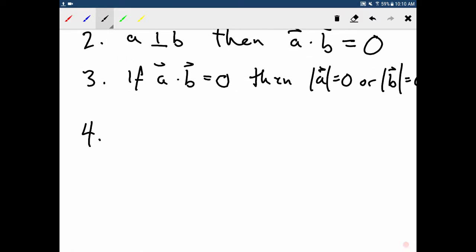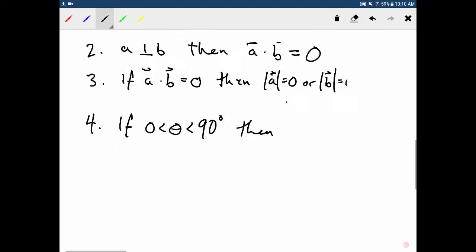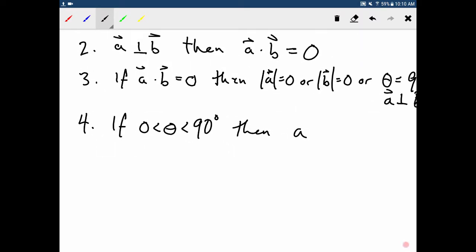Number 4: if theta is between 0 and 90 degrees, then the dot product is going to be greater than 0.